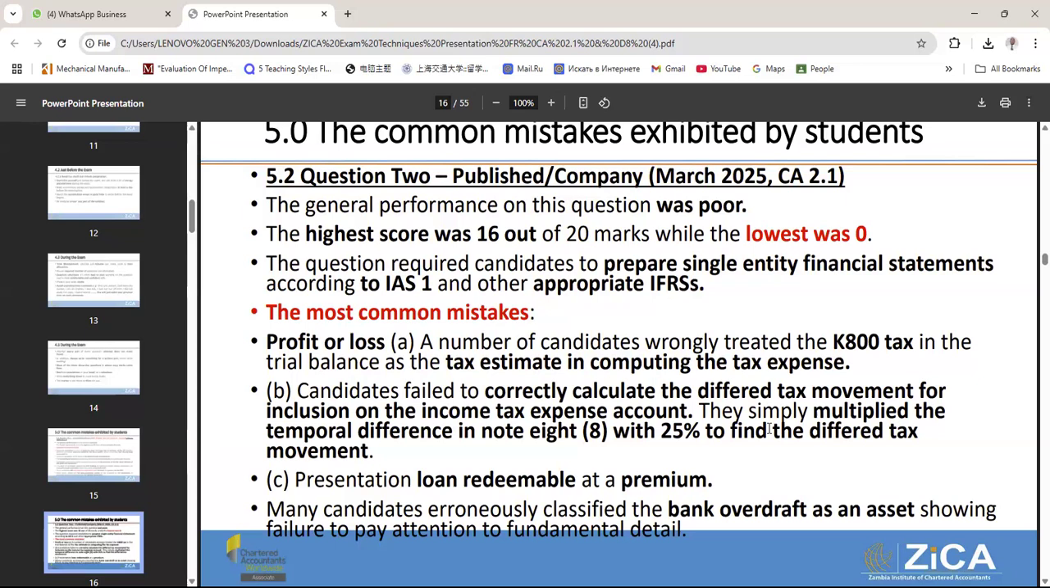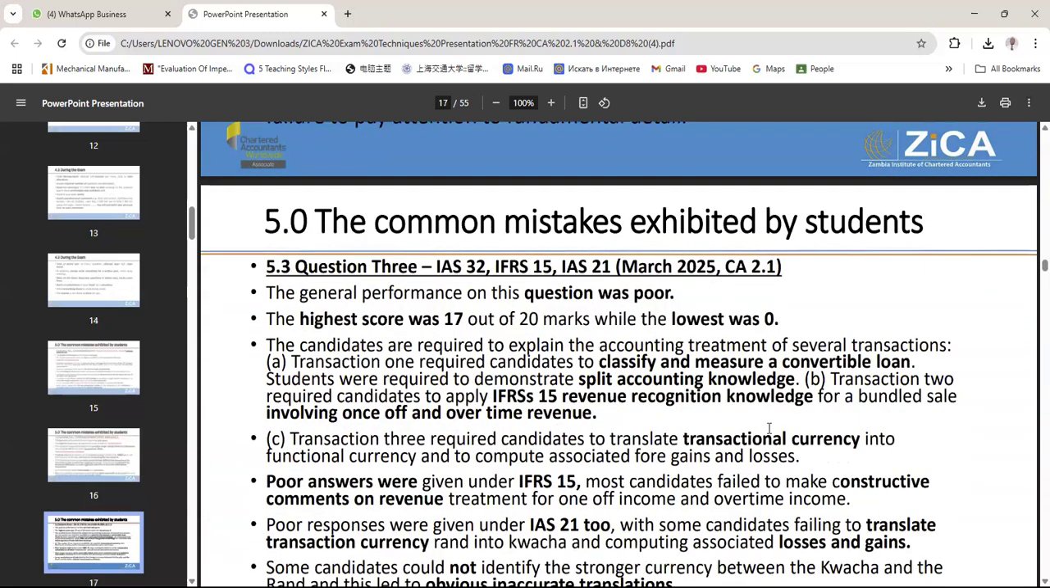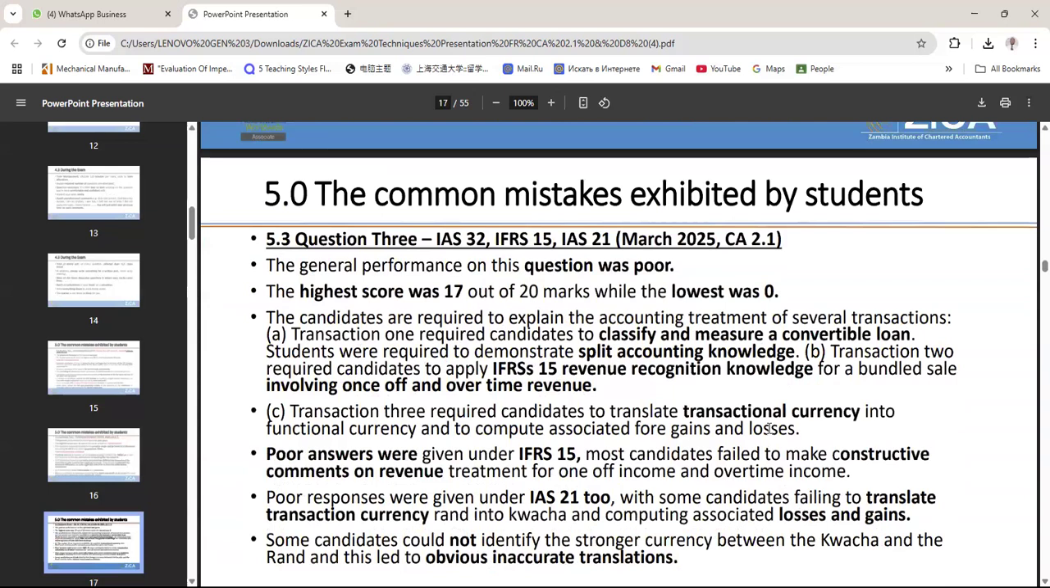Despite what I'm preaching, students will be just excited to see a bank and they will make the same mistake, which is here. So take note, the bank would be in the trial balance. If it will be on debit, it's an asset. If it will be on credit, it will be a bank overdraft.